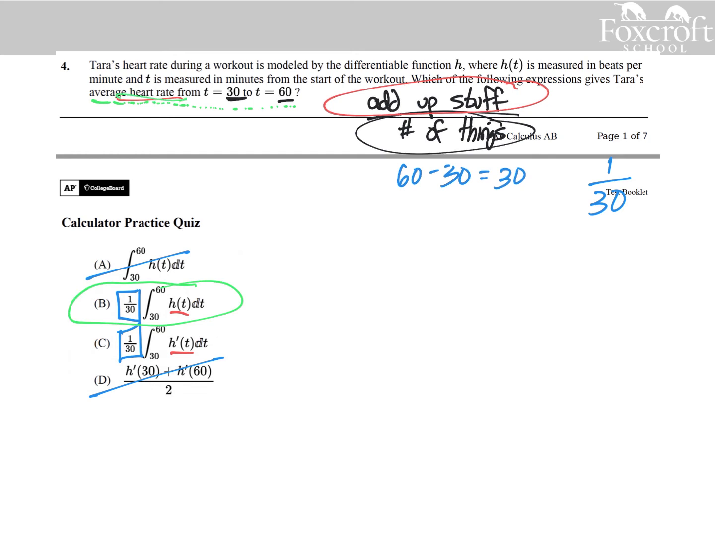It's just you add up. The integral is kind of the shorthand for adding up a bunch of stuff. You divide by kind of distance, and that together gives you the answer. All right, so that's our average value formula.